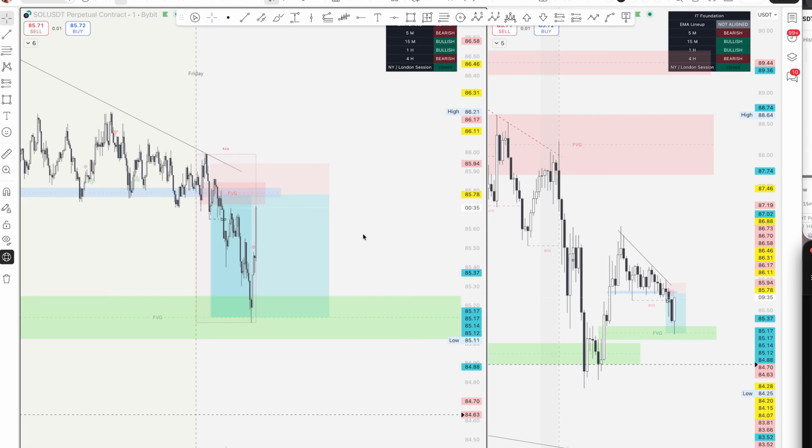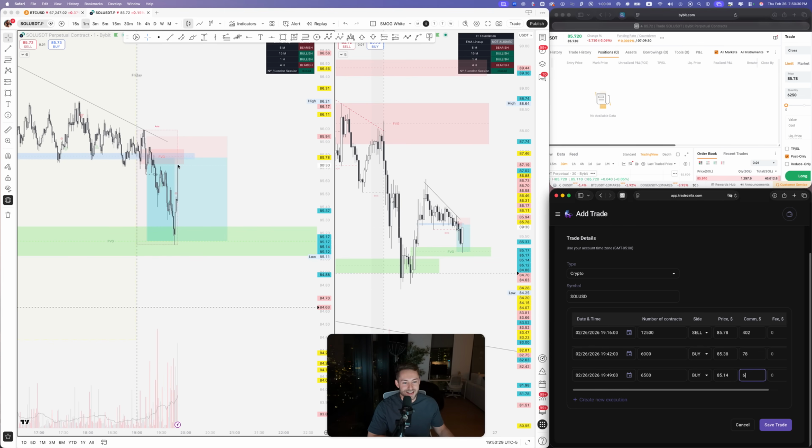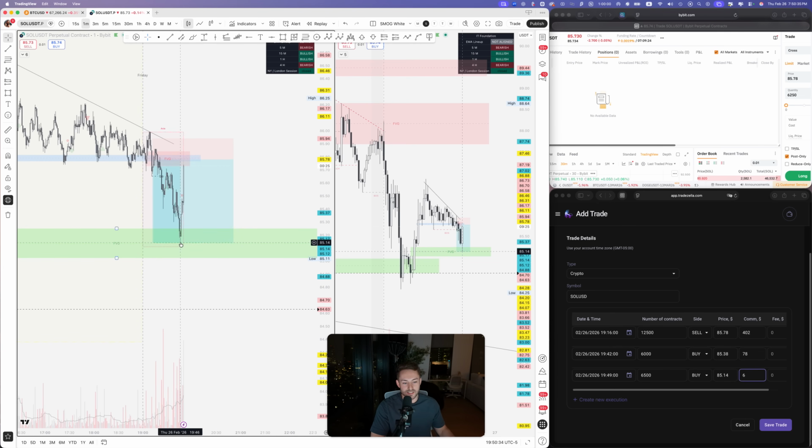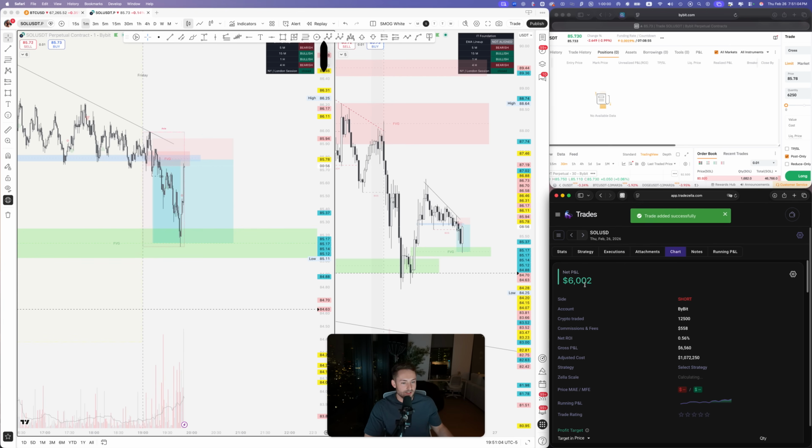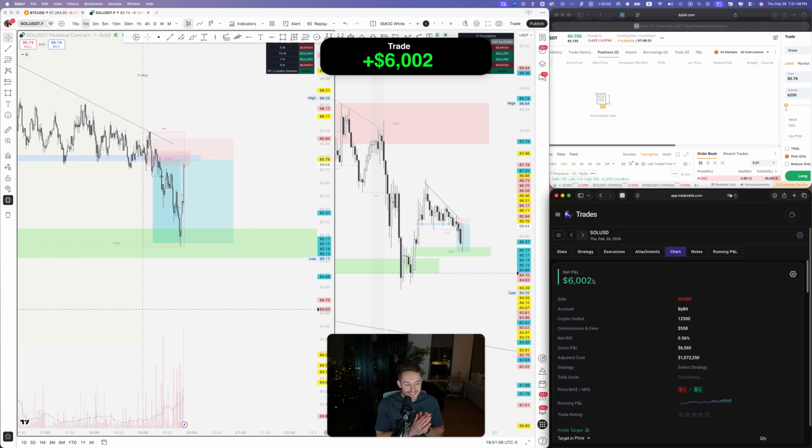Look at that. All the way back up to entry. If that's not a beautiful take profit, I don't know what is. Unbelievable. If anyone's gonna sit here and say I don't know what I'm talking about, bro, you know what I'm saying? Another 6K on the day. 17 on the day. Wow.